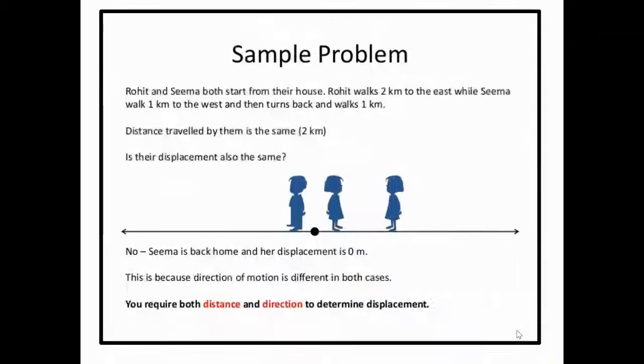Clear, teacher. Okay, you can see this example, you will get a clear idea. Rohit and Seema, the two persons, both started from their house. Rohit walks 2 kilometers to the east, while Seema walks 1 kilometer to the west and then turns back, moving 1 kilometer to the east.